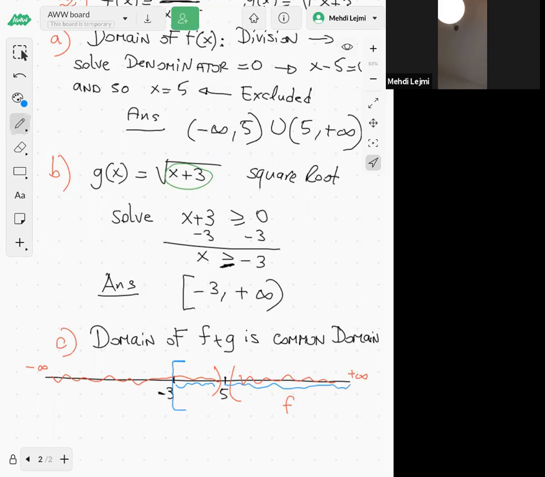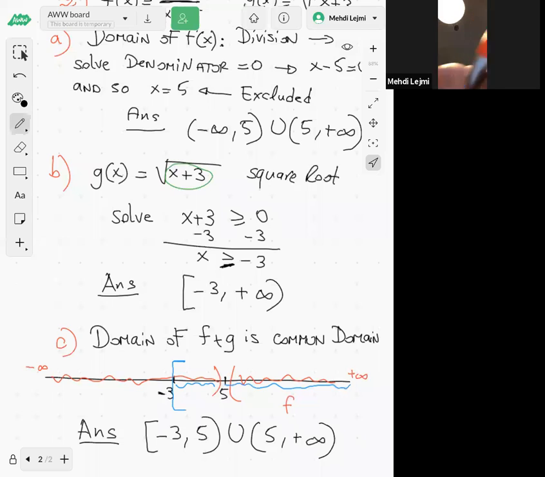So it will be the intersection domain. So that will be the interval. It starts at negative 3, right? And goes to positive infinity, but we have to exclude the 5, right? So that's the interval which is red and blue at the same time. So the answer here is negative 3 to 5 excluded, union 5 to positive infinity. That's the intersection domain, which is red and blue at the same time, right? It belongs to the domain of g and the domain of f.